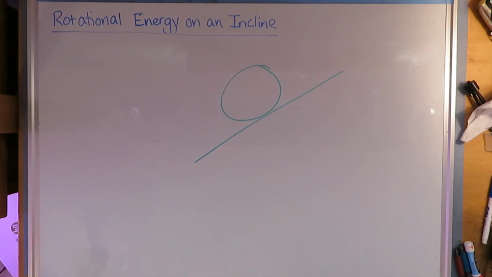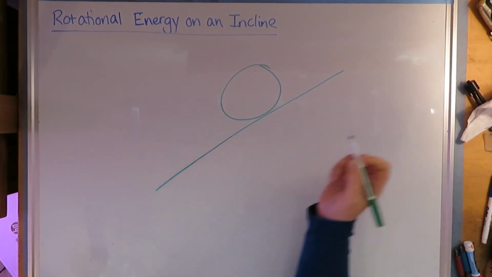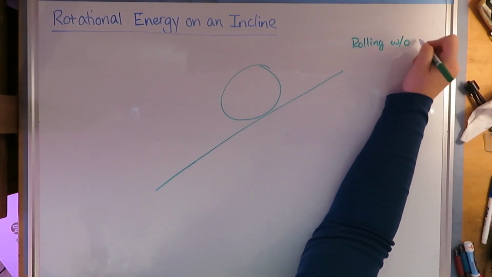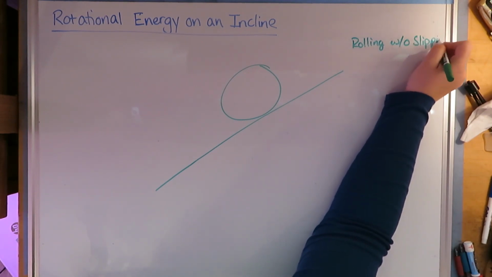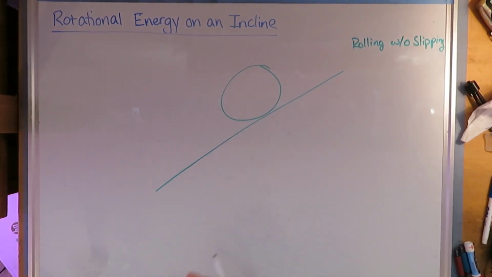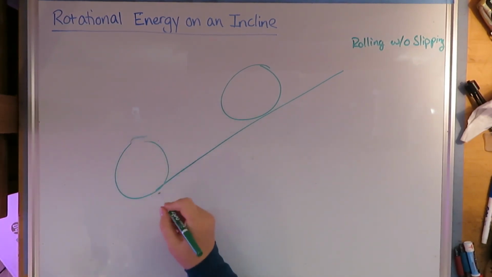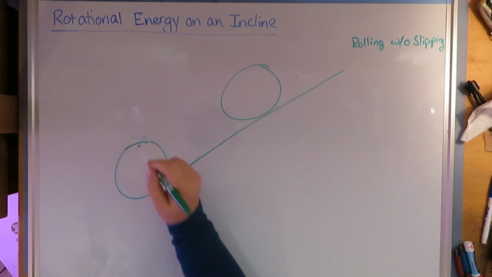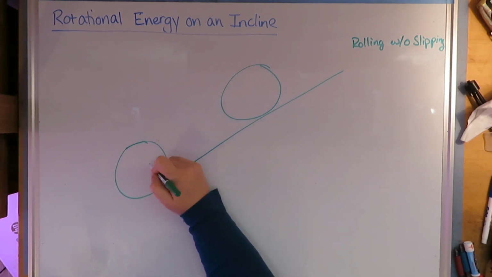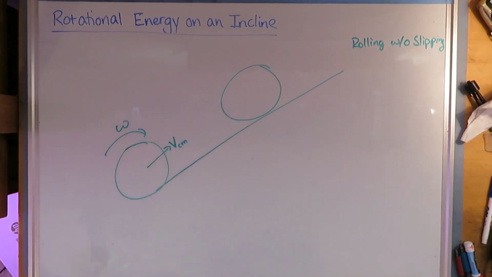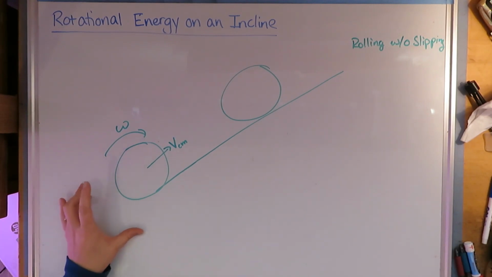Essentially, we're going to assume that we still have rolling without slipping. And then we have two cases: rolling up the ramp and rolling down the ramp. So in the first, let's just look at rolling up the ramp. I'm going to assume this object starts already in motion, so it has some velocity for its center of mass and some angular speed. It's already going to start with some rotational kinetic energy.